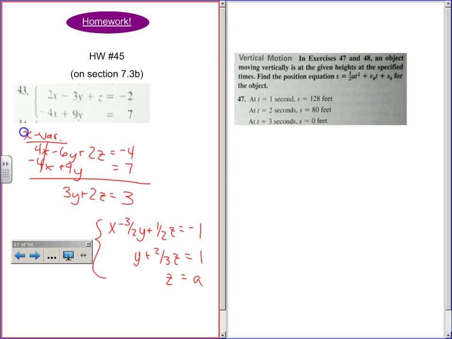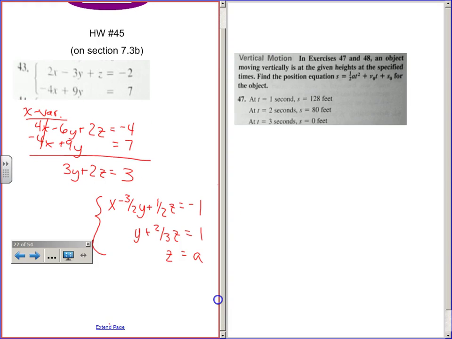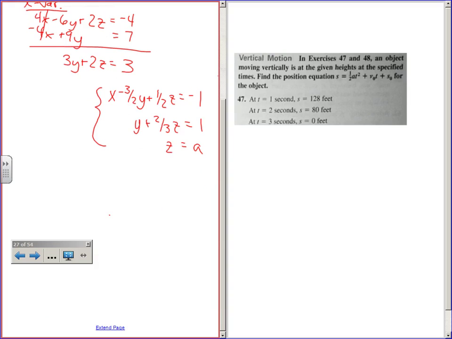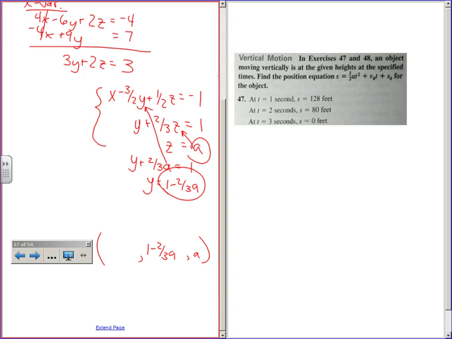So some of you might have gotten a bit messed up as far as the fractions. Maybe that was the hard part if you were following our example from yesterday. So when you go to solve, remember, you already have your a. For z, we plug that back in to get y. So y is equal to 1 minus 2/3 a. And then it gets a little bit messy because now we have to plug both of these guys into the top equation.